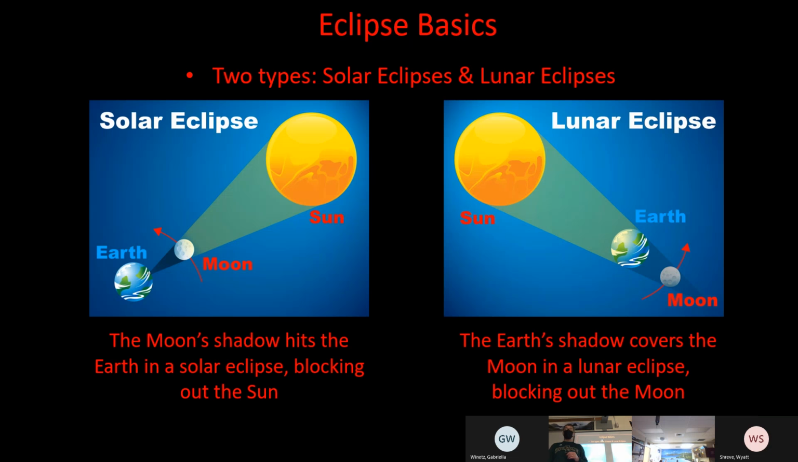Normally the moon is either too high or too low compared to our orbit, either above our orbit or below our orbit, and we wouldn't see an eclipse. But when it crosses our orbit, if it's full moon or new moon, then you can have an eclipse.